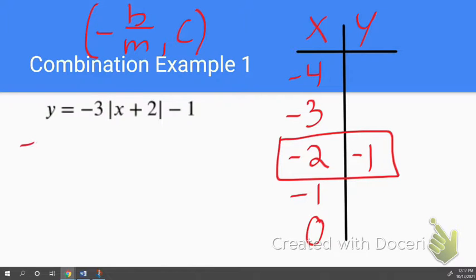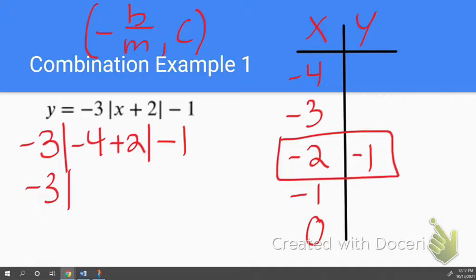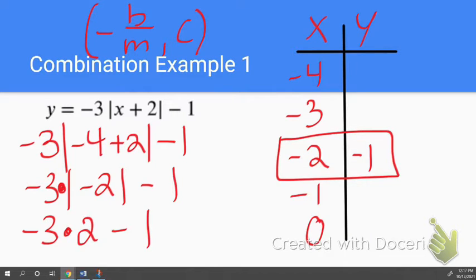Let's find our y when x is negative 4. So this is the work you should be showing. If you don't have a table, you should be writing this down. Negative 4 plus 2 is negative 2. When I have an absolute value and a number out front, it implies multiplication. There's no adding symbols. So I'm going to take the absolute value of negative 2 and I get 2. I have to follow my order of operations, so I get negative 6 minus 1, I get negative 7.